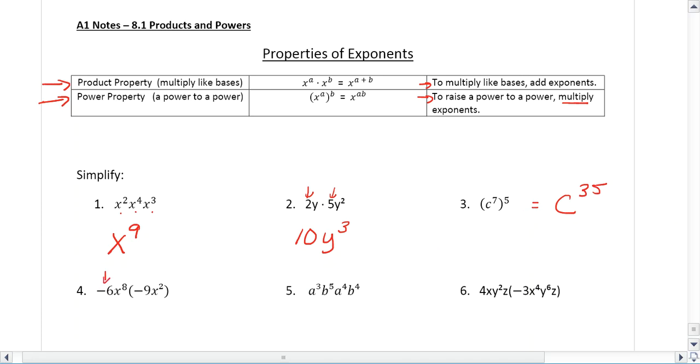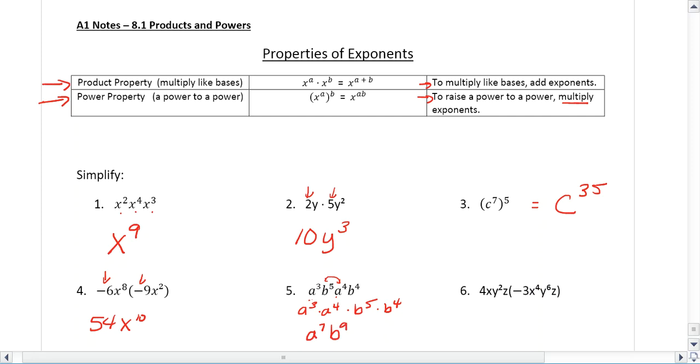Here in example 4, we have a negative times a negative, which is a positive 54, and x to the 8th times x squared is x to the 10th. In example 5, we have a's and b's, and even if they're a little mixed up, we know that multiplication is commutative, so I can just move this a and b, and we can switch places. So in my mind, I'm seeing this as a to the 3rd times a to the 4th times b to the 5th times b to the 4th. Now, you usually don't write out this step, but I wanted you to know what it is that you're doing. So this becomes a to the 7th, b to the 9th.